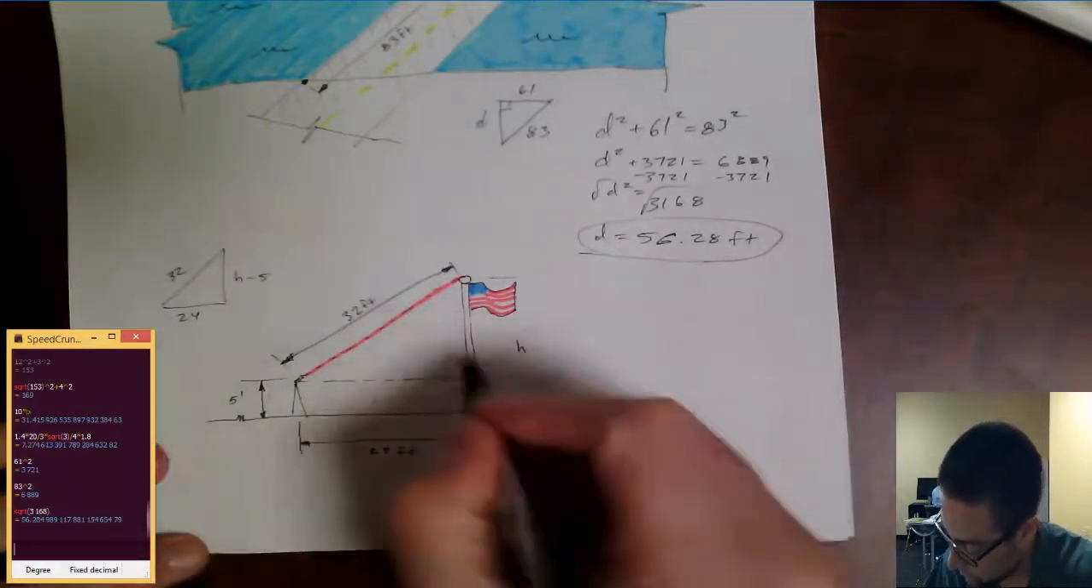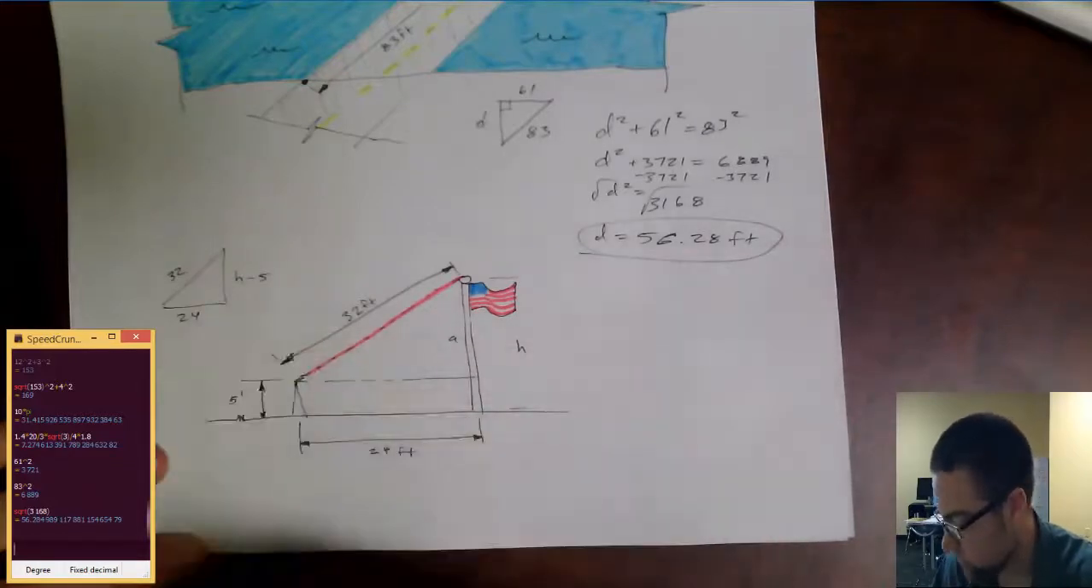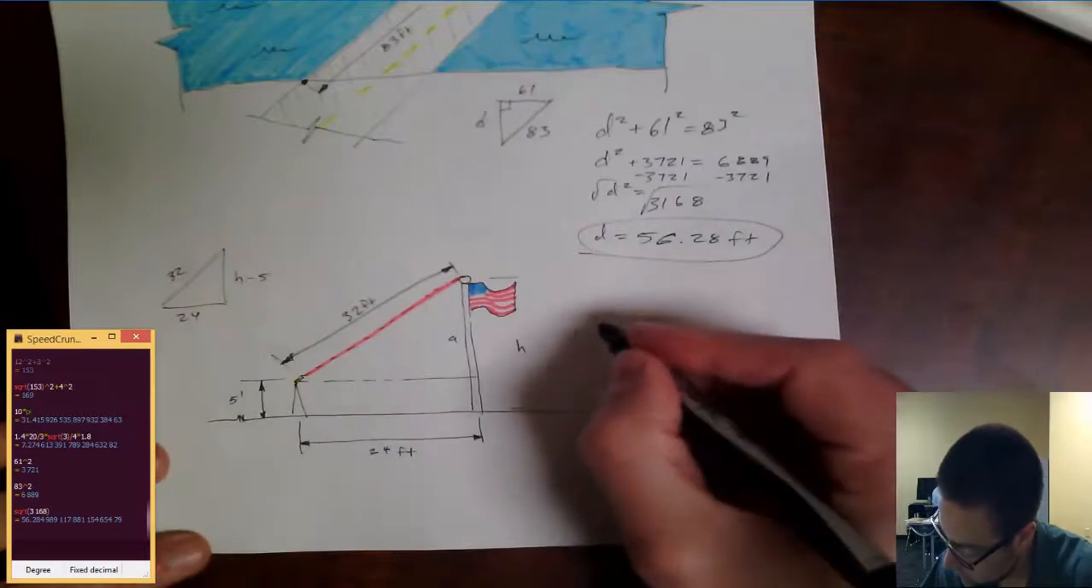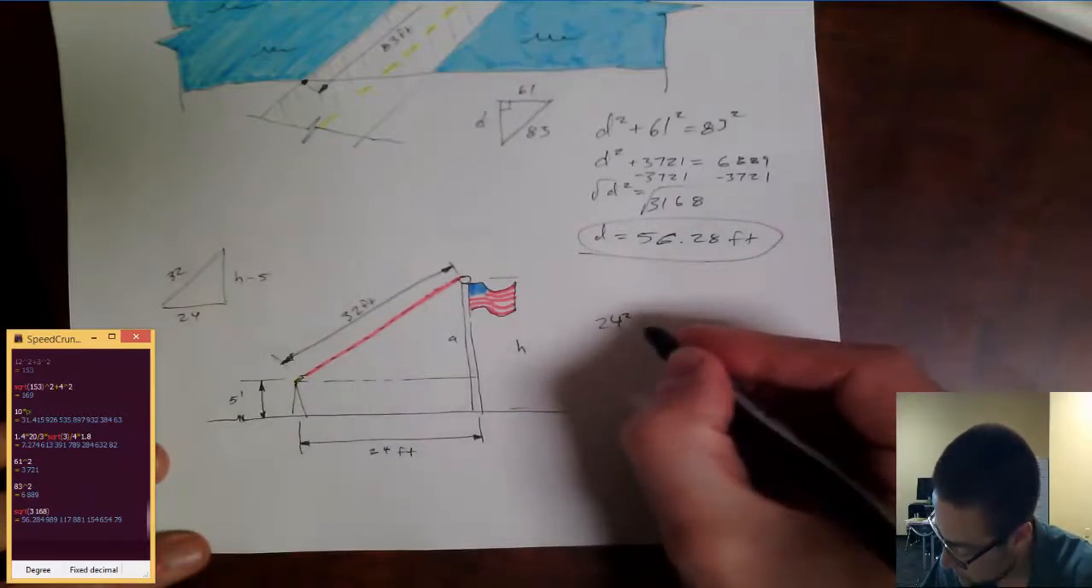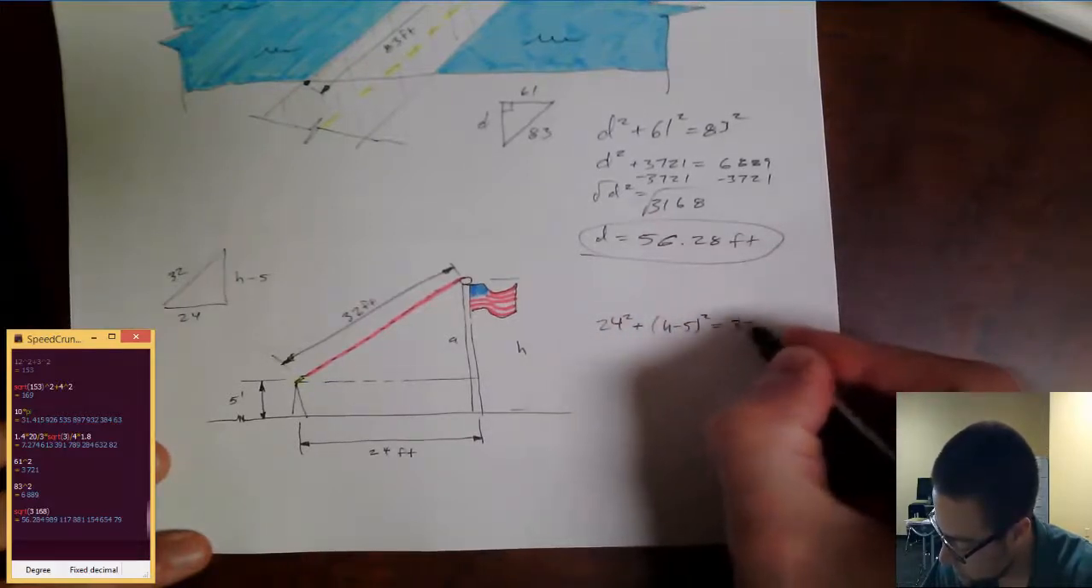And you could do it another way. You can call this a, and then find a, and then add 5 to it. Either way, let's do it this way. So we have 24 squared plus h minus 5 squared equals 32 squared.